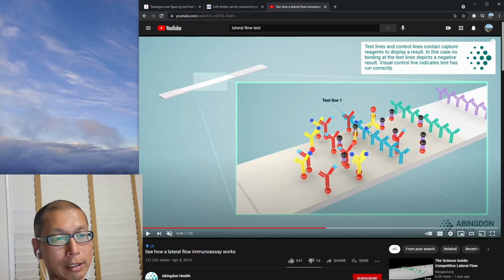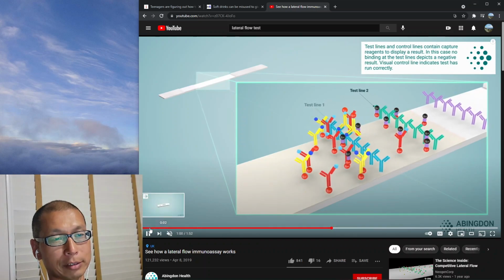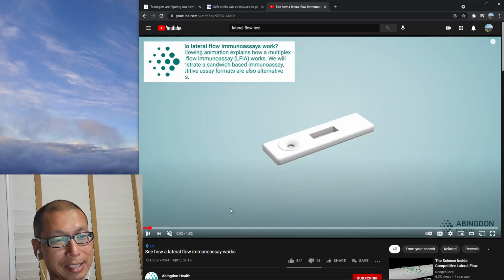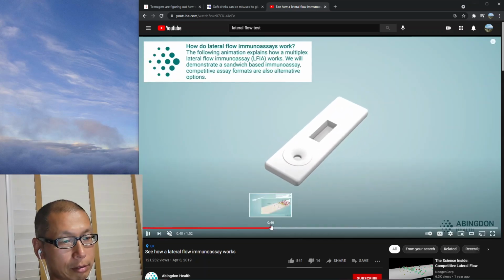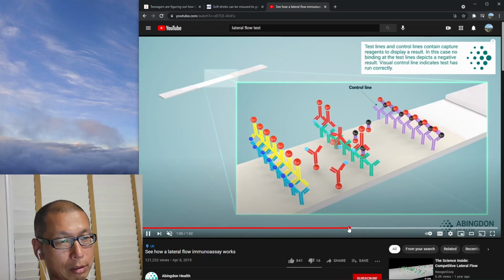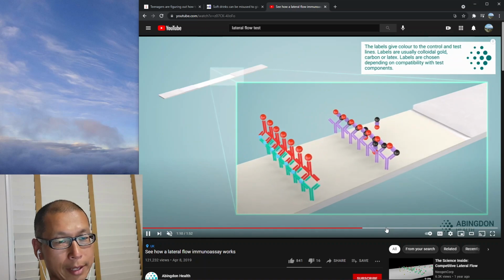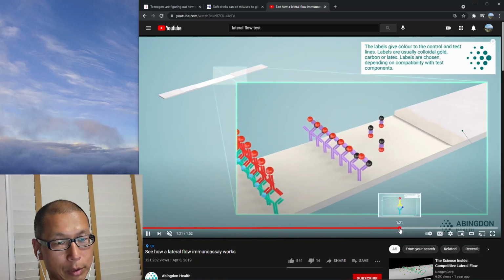And then on the test line, there's another antibody just like this one that attaches to the nucleocapsid protein, but that one is bound to the paper. So the nucleocapsid acts like a sandwich right here.